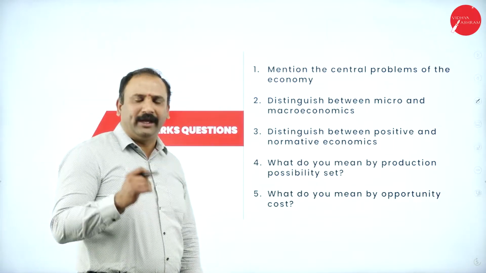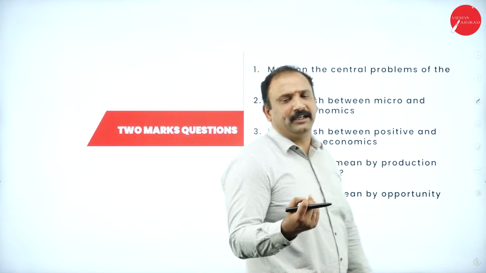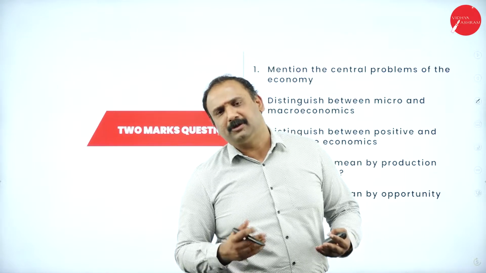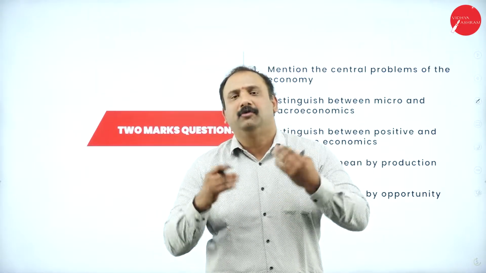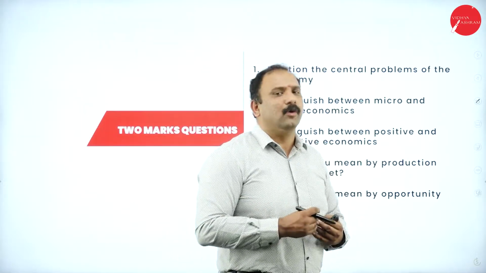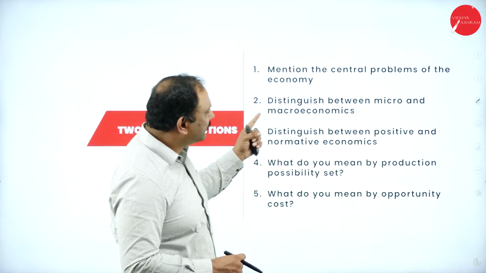So all of us know in economics, we have this challenge: what needs to be produced, for whom it needs to be produced, and how it needs to be produced. So you always have this basic problem that keeps running at the back of the mind for all the economists and for the people who are planning economic activities. Followed by distinguish between micro and macro.